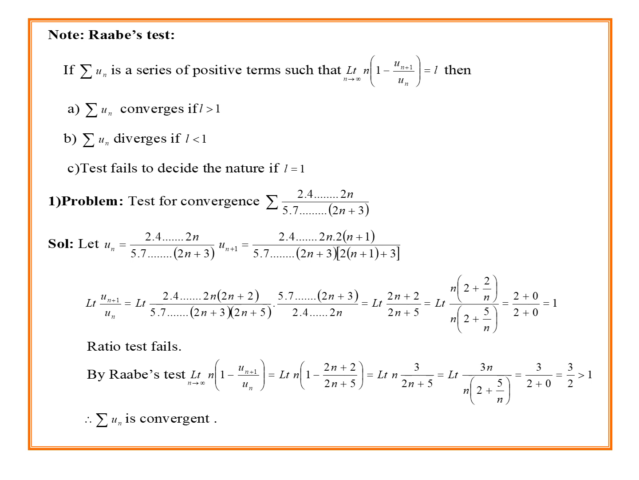Immediately, by using Raabe's test, we should calculate limit n tends to infinity n into 1 minus u of n plus 1 by un, is equal to limit n into 1 minus, right now we should calculate u of n plus 1 by un value. What is that here? 2n plus 2 by 2n plus 5. So limit of n into, we can simplify, we will get 3 by 2n plus 5, that is equal to limit 3n by the denominator n taking common 2 plus 5 by n, that is equal to n get cancelled, 3 by 2 plus 0, that is equal to 3 by 2.